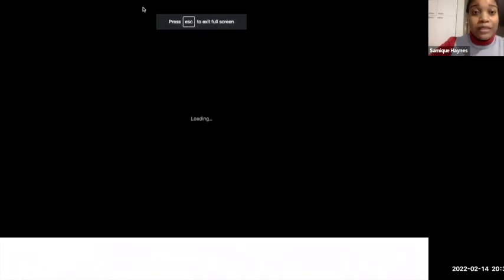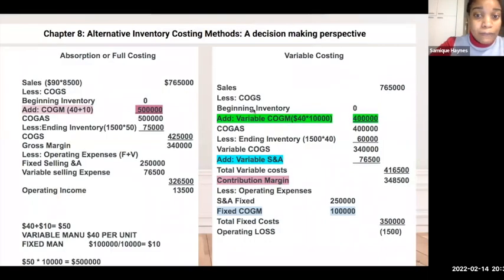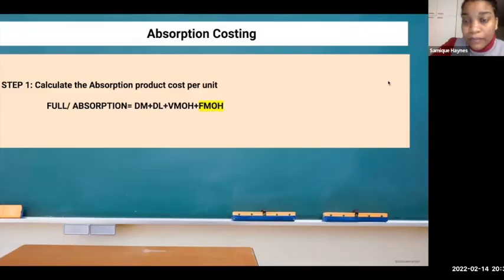How do we feel about this topic? So far, we're okay with the difference between the two? More comfortable with the variable one than the full one, okay? But as long as you understand what you need to do for variable, and you figure out that the fixed manufacturing overhead is the only thing that's different, then you should be fine, okay?